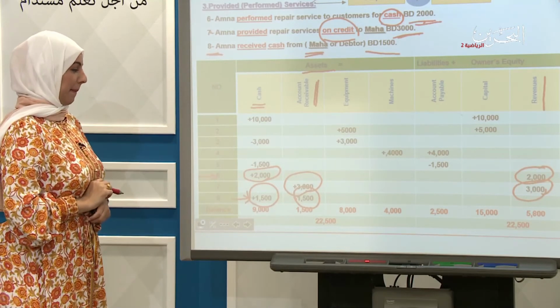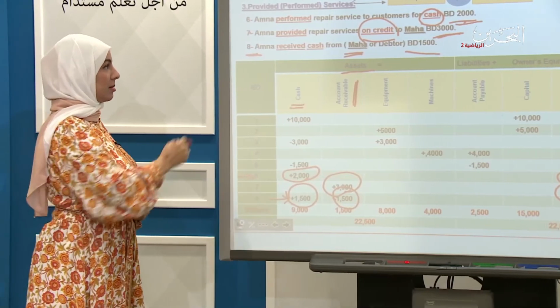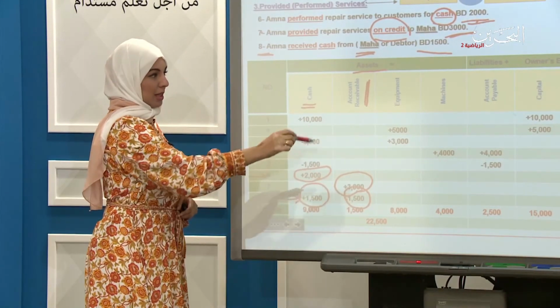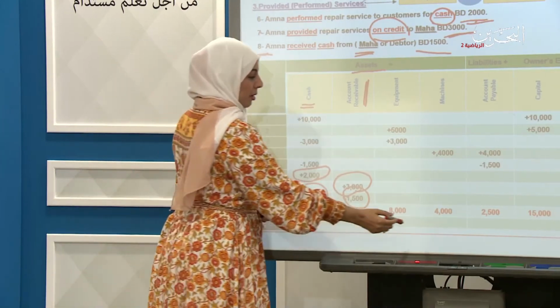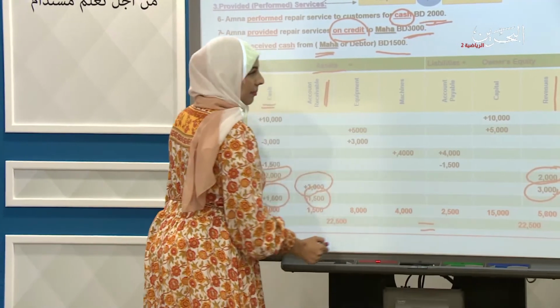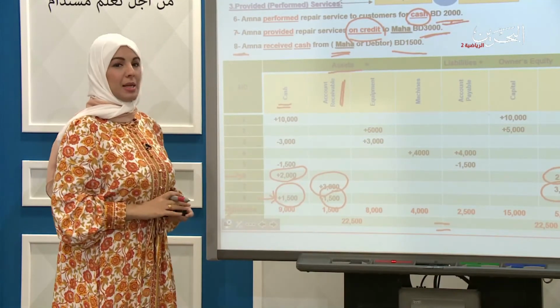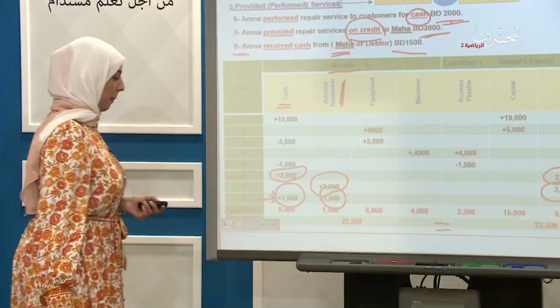After finishing this transaction, I should find the balance of all the accounts and try to make a balance between the asset side and the side of total liability and owner equity.